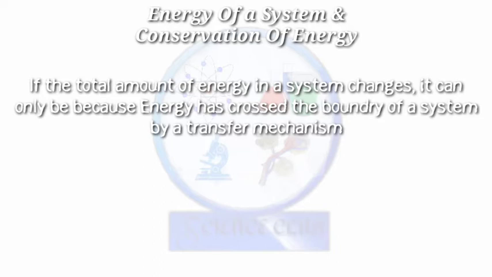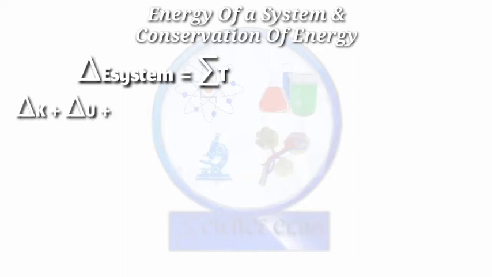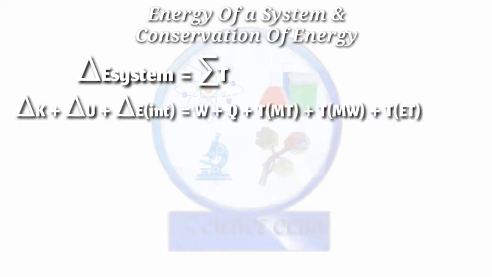The most general statement describing the behavior of a non-isolated system is the conservation equation. Change in energy of the system is equal to the summation of transfers. Change in kinetic energy plus change in potential energy plus change in internal energy is equal to work plus heat plus matter transfer plus mechanical wave plus electrical transmission plus electromagnetic radiation.